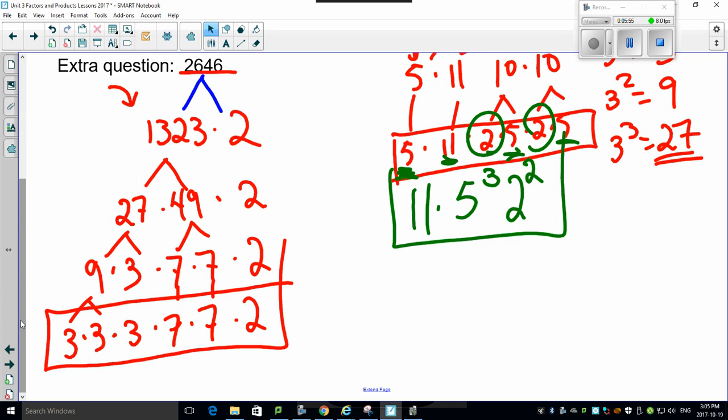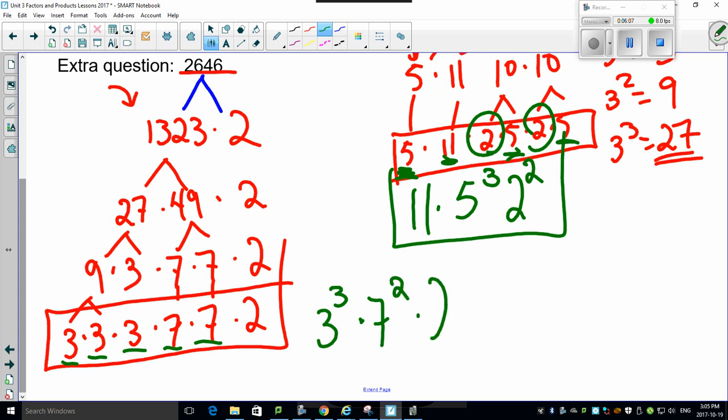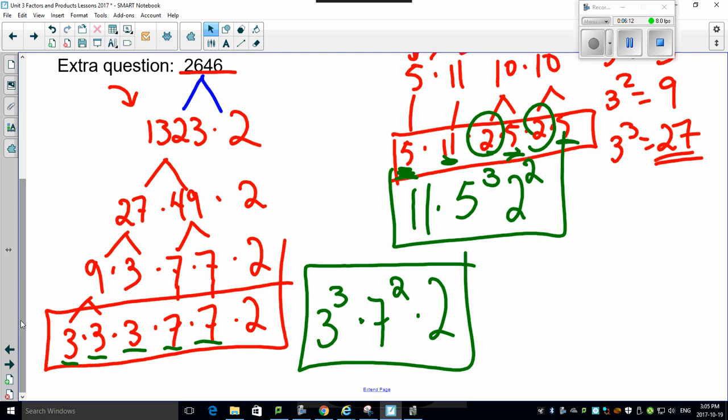And again, if you want to be considered really, really cool, you might want to put this in terms of powers. 1, 2, 3: this is 3 to the 3, times 7 to the 2, times 2. There it is as powers. And this is just a beautiful way of learning how to do factor trees.